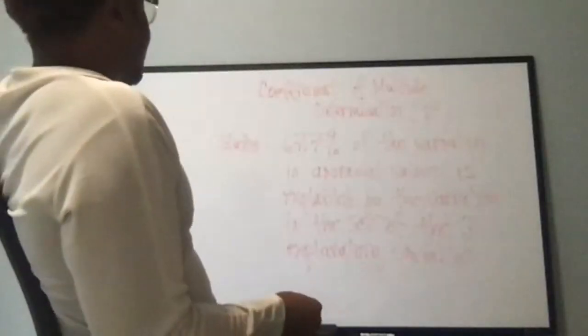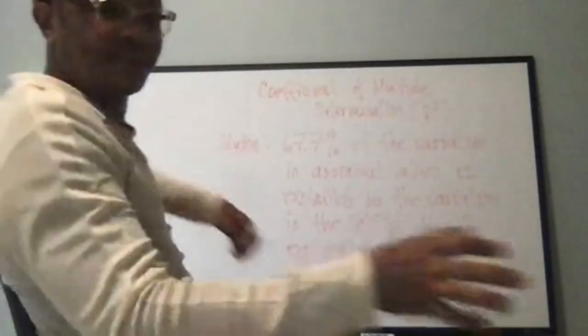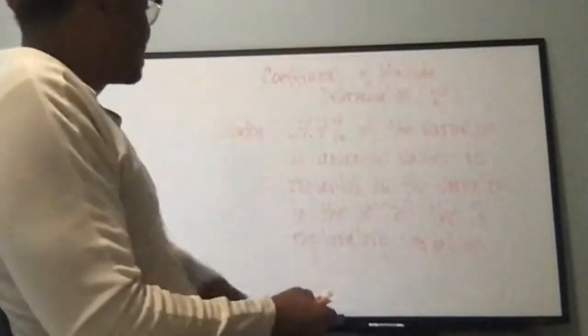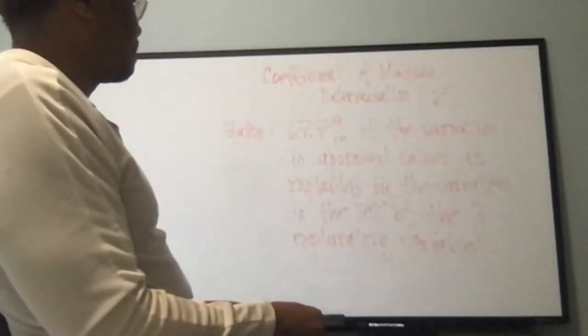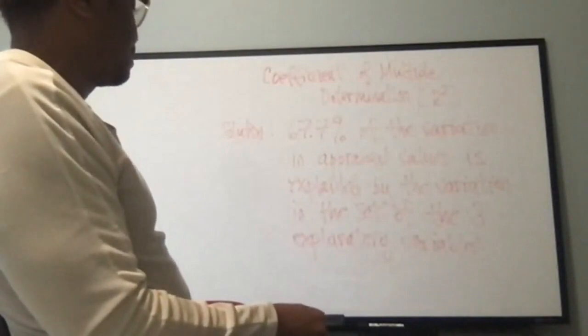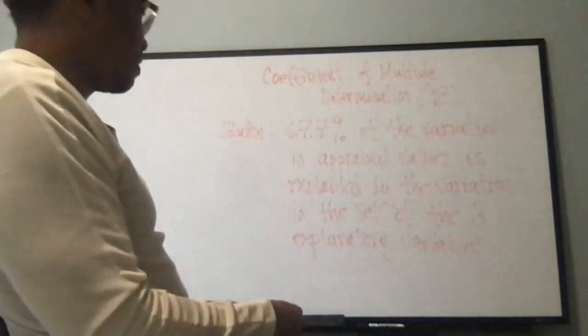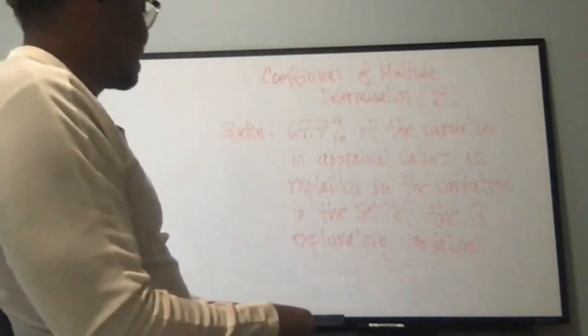Okay. Professor, can you read what the board says? Yeah. It says 67.7% of the variation in appraisal values is explained by the variation in the set of the three explanatory variables. The set of the three explanatory variables.